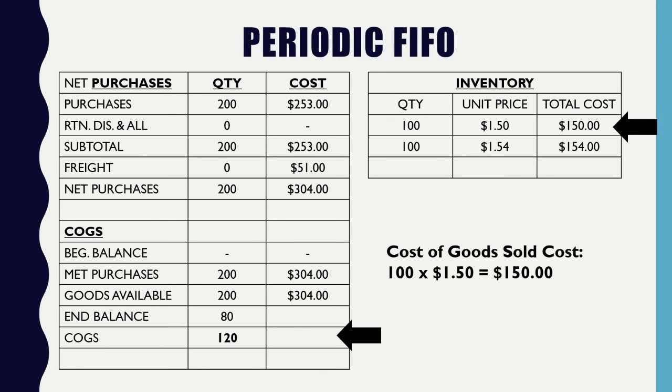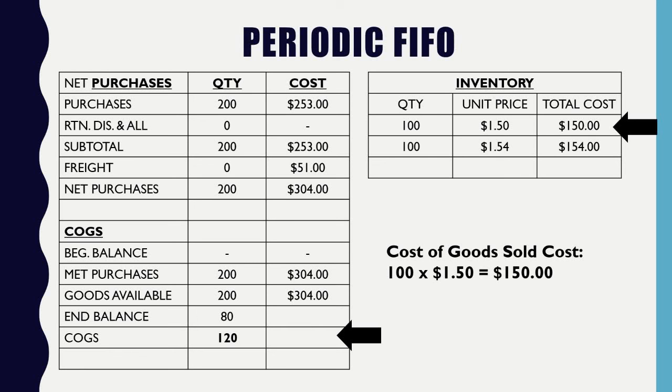We have two batches. The first batch cost us $150, and then we have our second batch of 100, which was worth $1.54 each. Now, understanding the first in, first out method, we're going to be utilizing the first batch of inventory that we have, because the first batch that came in are the first ones that we need to sell. So understanding that concept, we're going to calculate our cost of goods sold.